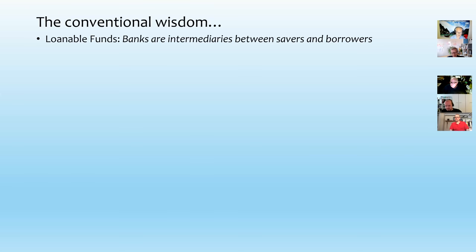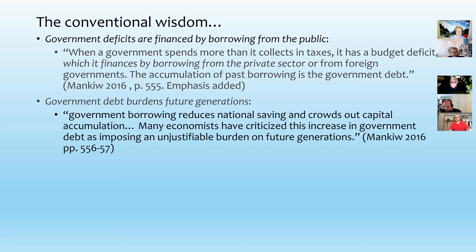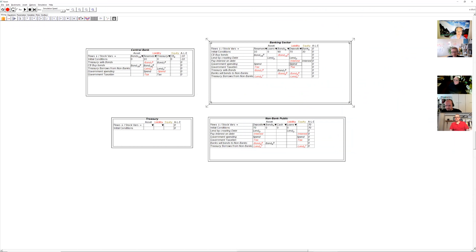If we go back and take a look at Mankiw's vision here, government borrowing reduces national saving and crowds out capital accumulation. Well, taking a look at it, national saving is the level of deposit accounts. What's the deficit done? It has increased deposits. Yeah, it doesn't decrease them. It's the opposite of what the textbook argues.